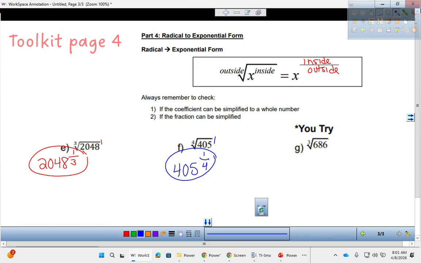All you're doing with coefficients is typing it in your calculator. If you get a whole number, change it. If you get a decimal, leave it. That's it. That's not the same for roots, right? For roots, you got to do all the stuff. But for exponential, pretty basic. All right? So what do you think this one's going to look like in exponential form?